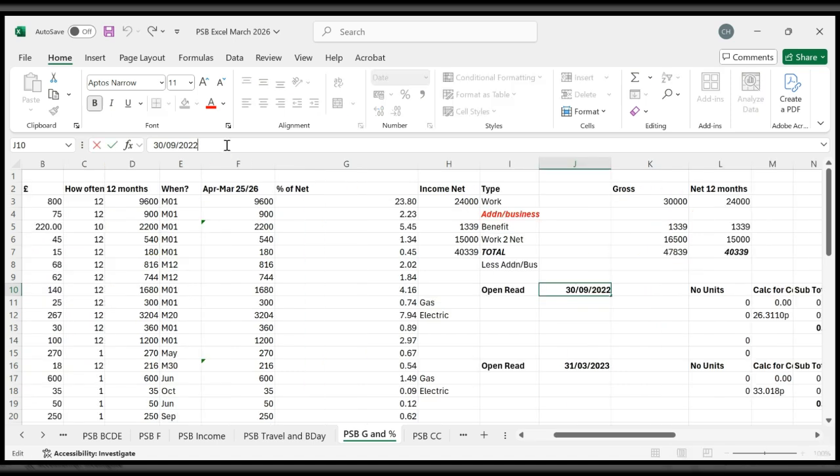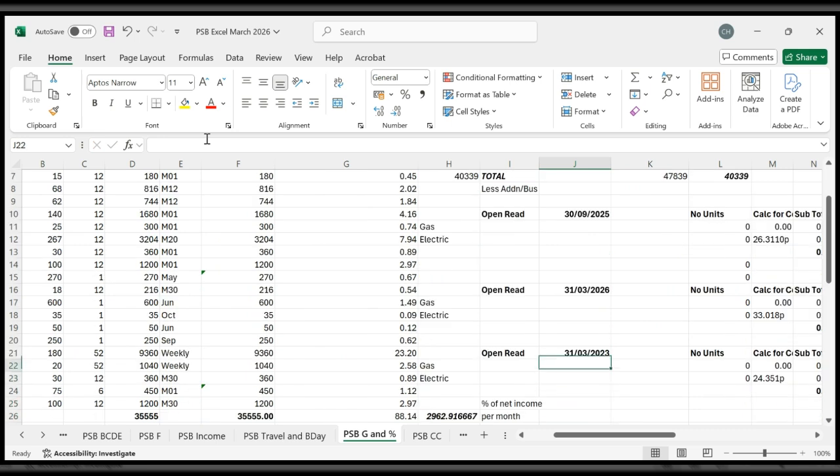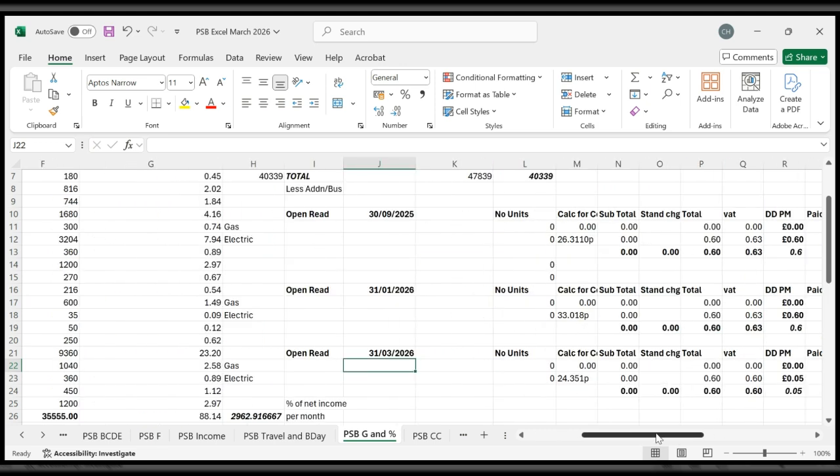So let's just change that to 2025, and let's change that to 2026 at the very end. And then you can break it down, and you might find that the price or the units change. So you might go, okay, well, in December or in January, I think it is, the price cap might change, or you might change the deal. So you're going to have to do different lots of readings, but I will do a different video on that, and it breaks it down quite comprehensively.